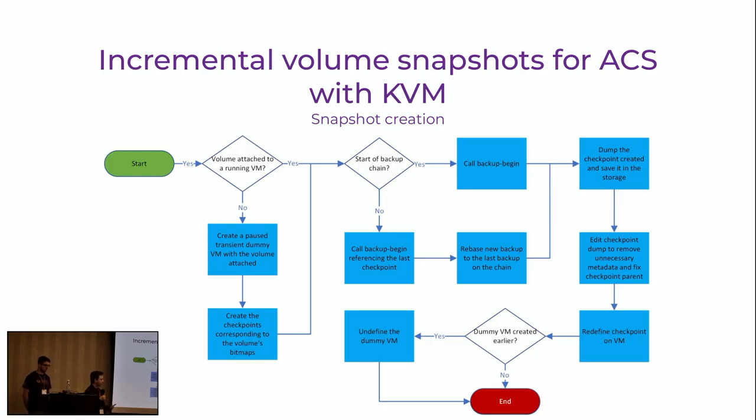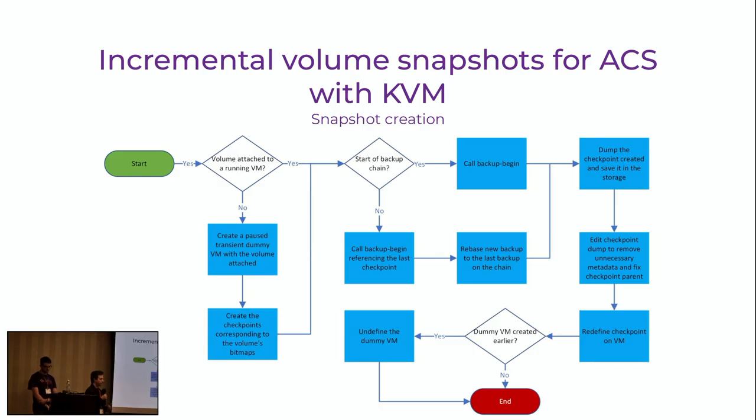So for the first backup, we do that. For the next one, we do the same thing, but also referencing the latest checkpoint. And the only other caveat here is that virtual machines in CloudStack are transient. Whenever a user stops a virtual machine, it's actually undefined, and Libvirt has no reference to it. And in order to use this API, we have to reference a virtual machine.